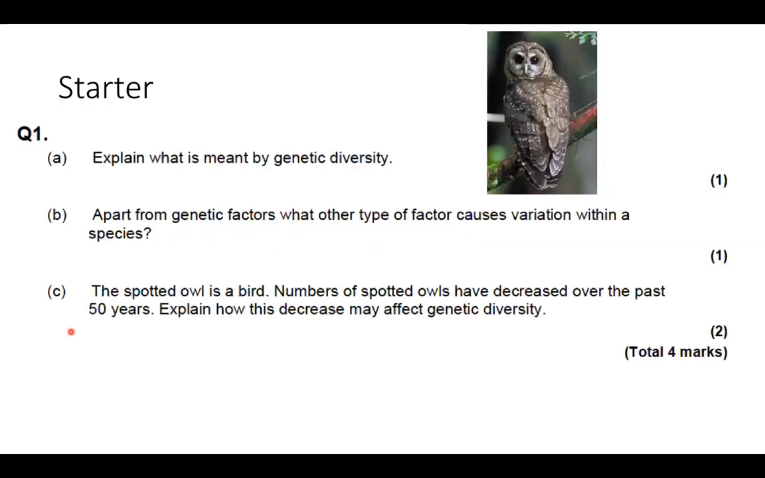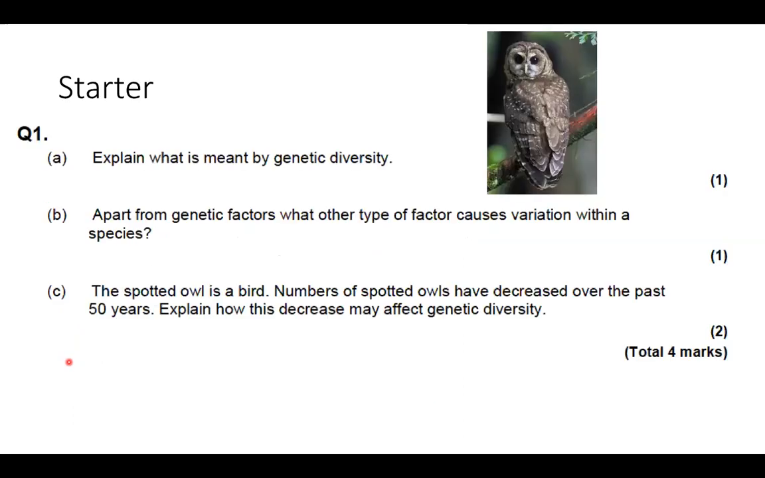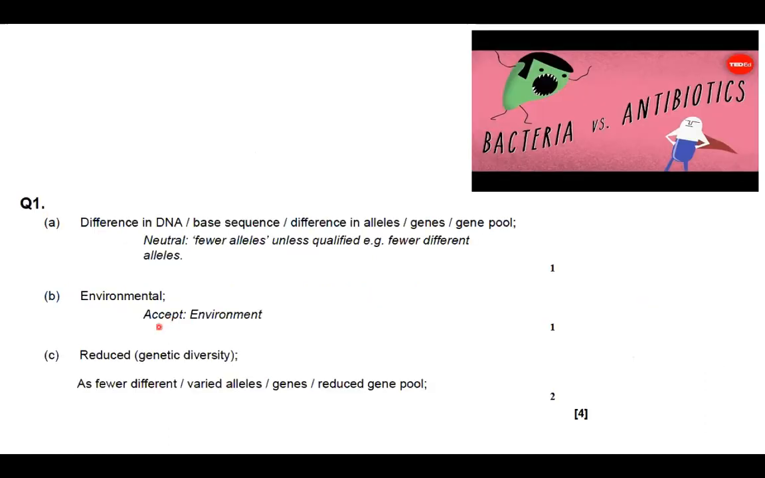And the question was, the spotted owl is a bird. They have decreased. What's happening to the genetic diversity? Well, the genetic diversity is going to be reduced. And it says, explain how this decrease may affect genetic diversity. So you say it's reduced. Explain that because there are fewer different types of alleles, or there is a reduced gene pool. It means the same thing.